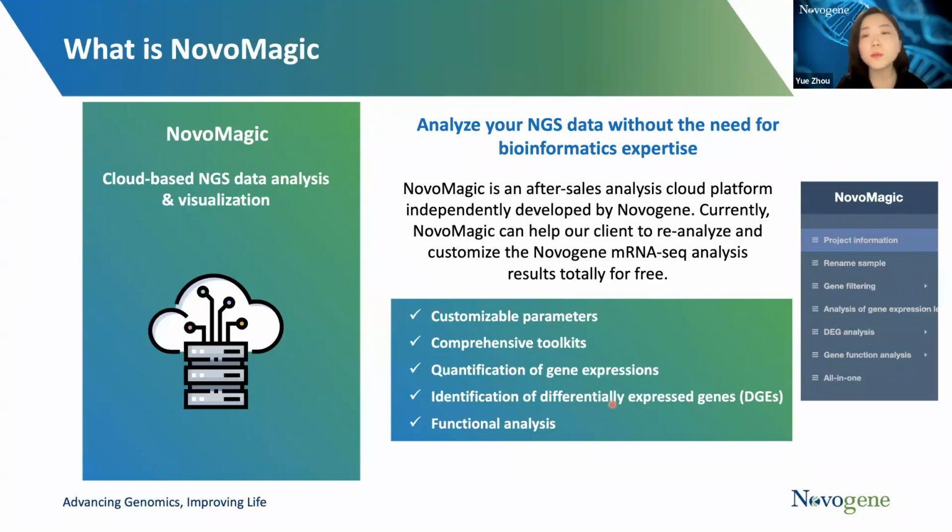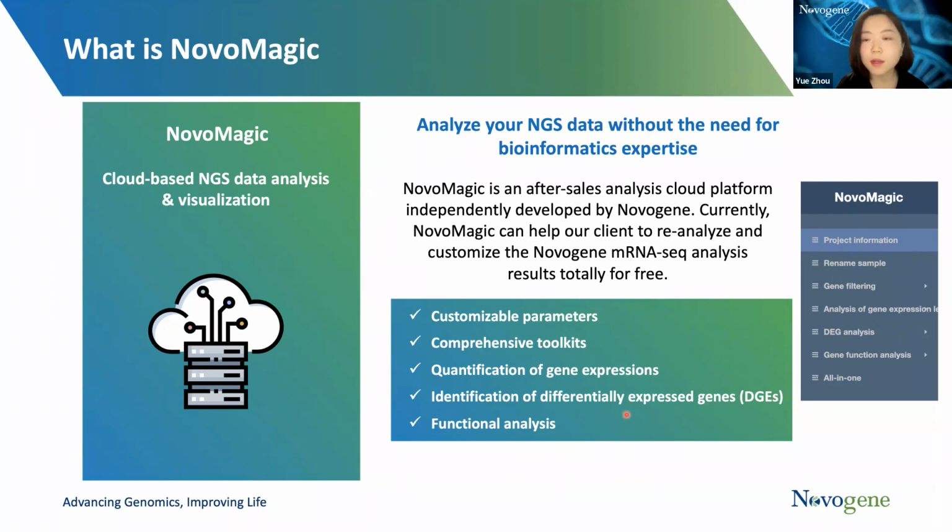Okay, so what is NovoMagic? NovoMagic is an after-sales analysis cloud platform independently developed by Novogene. Currently, it can help our client to reanalyze and customize the Novogene RNA-seq analysis results totally for free. And all analysis on NovoMagic allows customizable parameters and comprehensive toolkits, including quantification of gene expression, identification of DEGs, functional analysis, and a lot more.